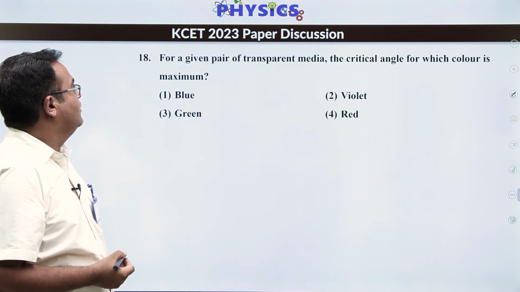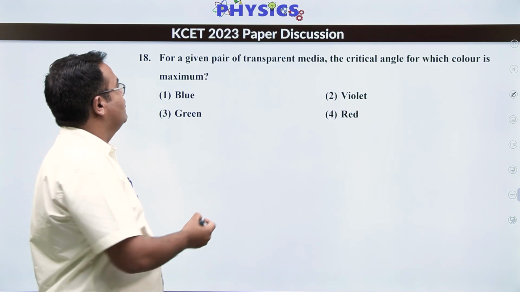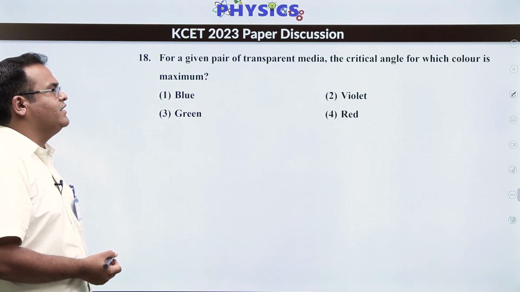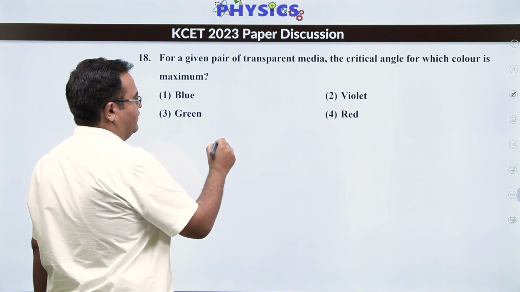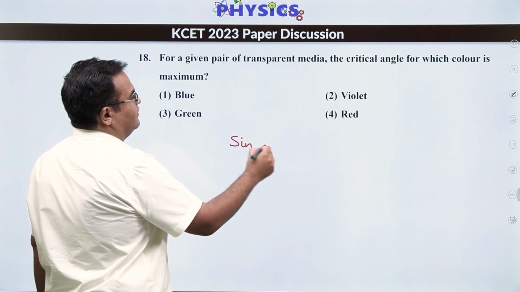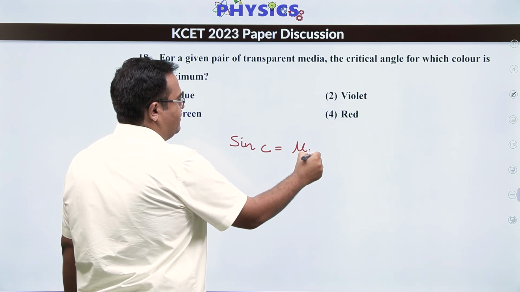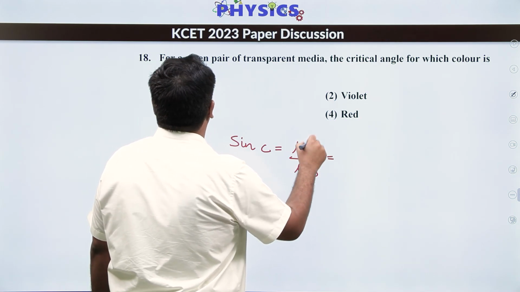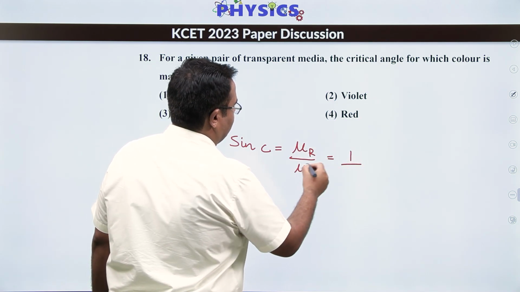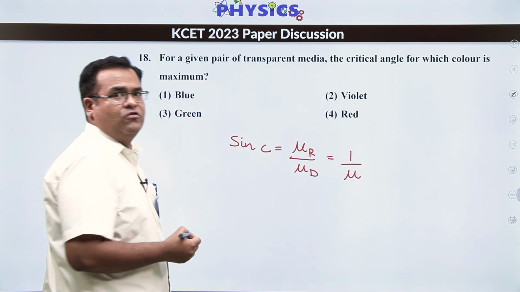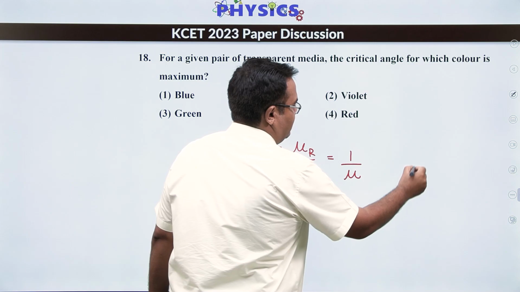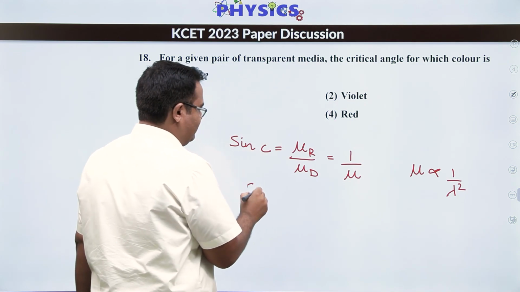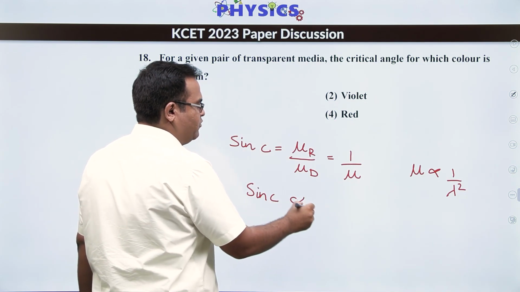Let's move to the next one. Question number 18. It says that for a given pair of transparent media, the critical angle for which color is maximum, blue, violet, green or red. Now we all know that sine of critical angle would be mu rarer by mu denser, right? Now if we take generally air, we know mu rarer would be 1 and mu denser would be like mu. Now we all know that refractive index is inversely proportional to the wavelength square. So we will get that sin C is basically proportional to wavelength square.